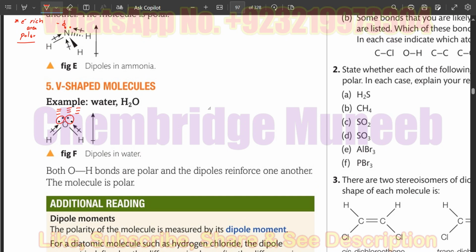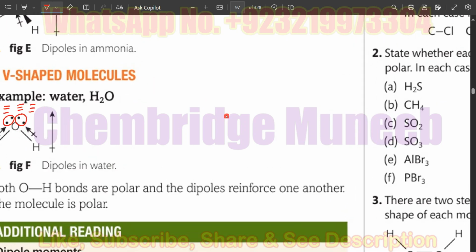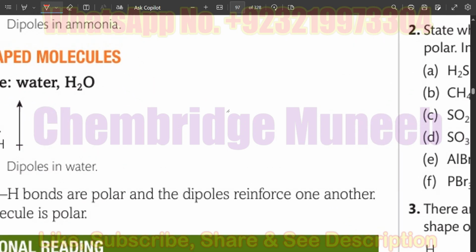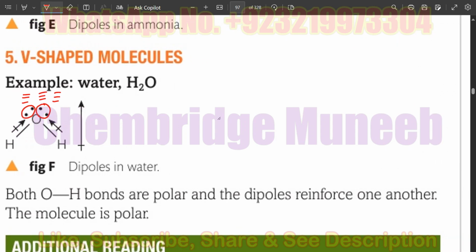For example, even if the difference is less than 0.4, will it still be a polar bond because of the lone pair? If the change is less than 0.4, then the bond will be non-polar. Exactly, the bond will be non-polar, but the presence of the lone pair will induce polarity in it.